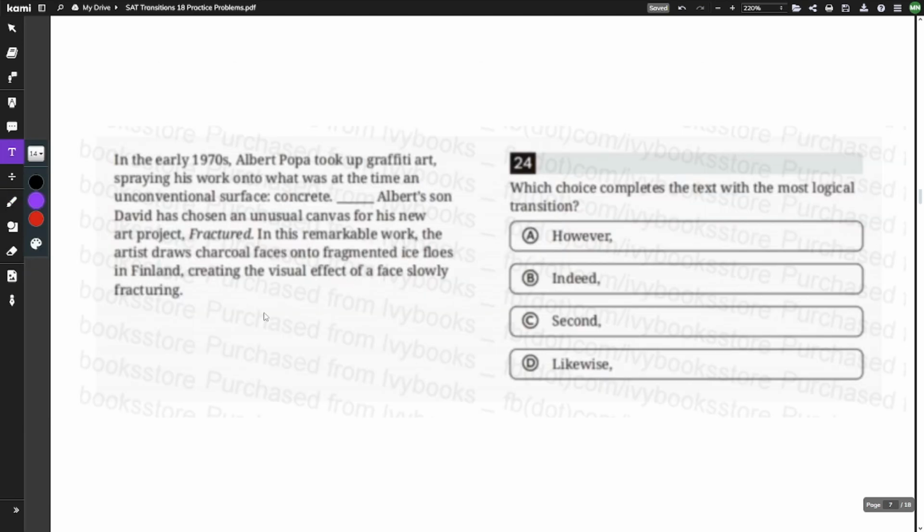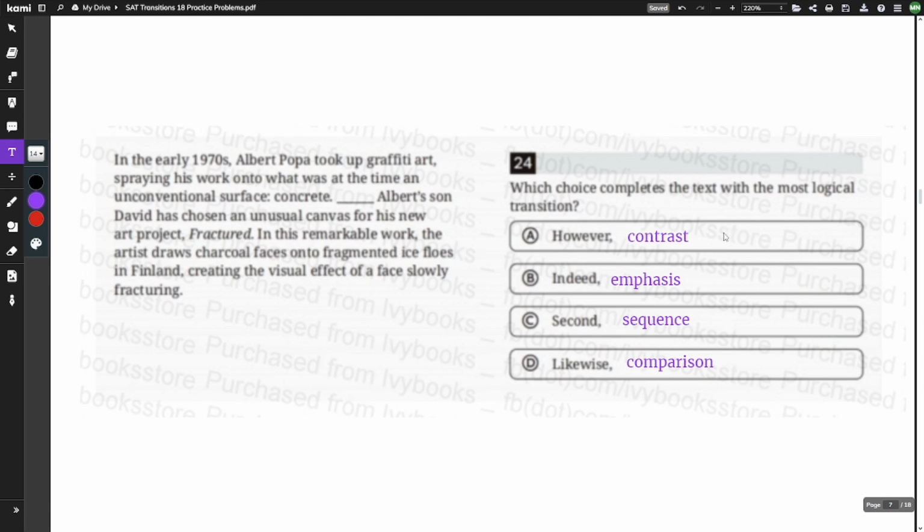Question number 7. Let's look at our answer choices and see what categories they are. However is contrast. Indeed is emphasis. Second is sequence. And likewise is comparison. Once again, none of these categories are the same.